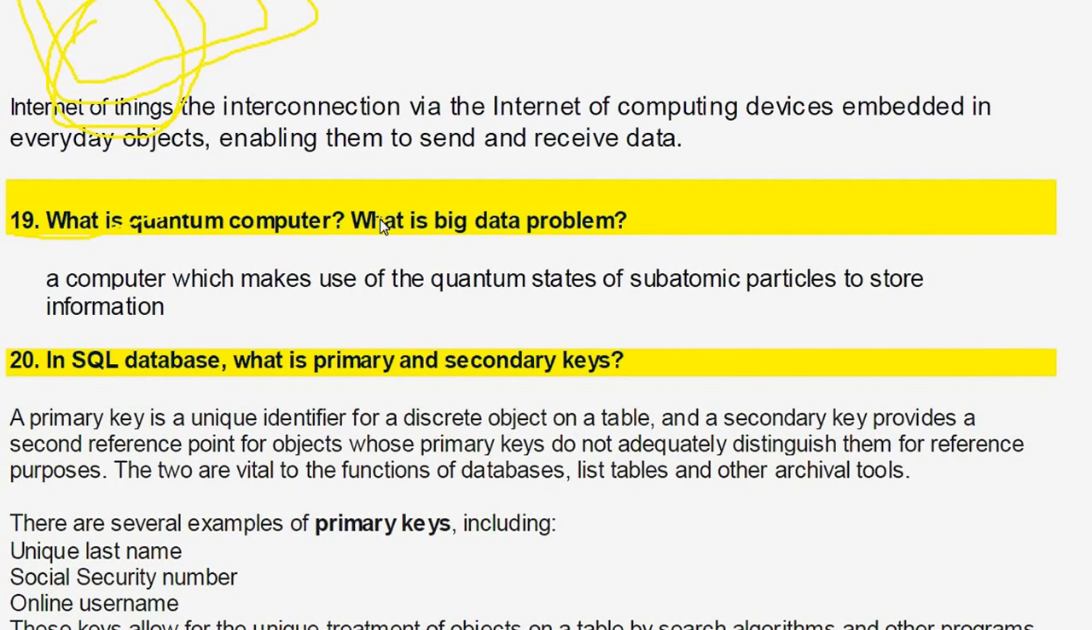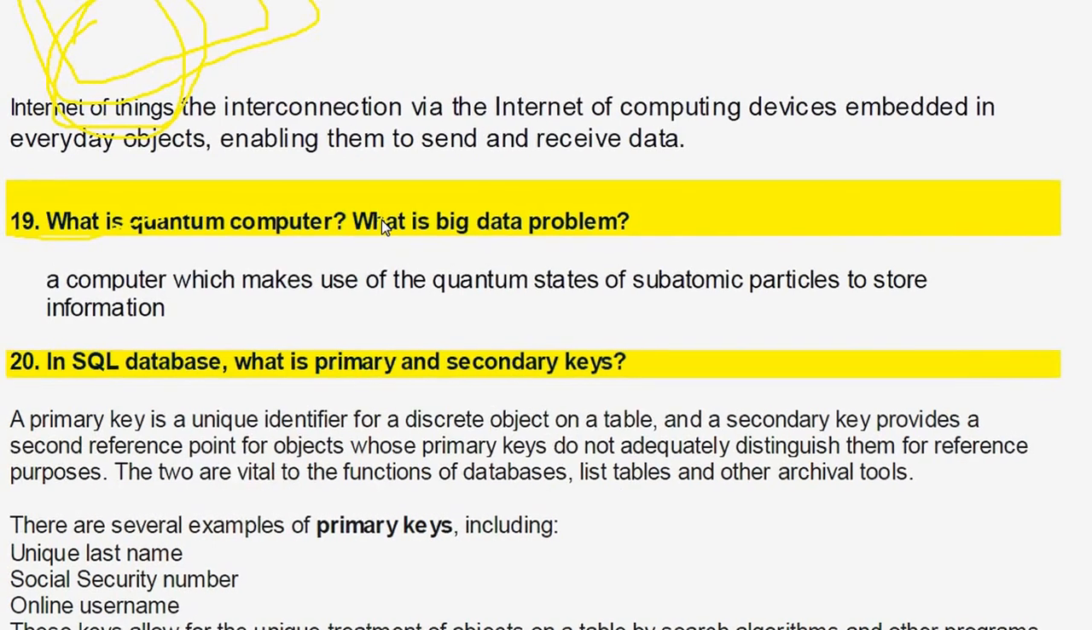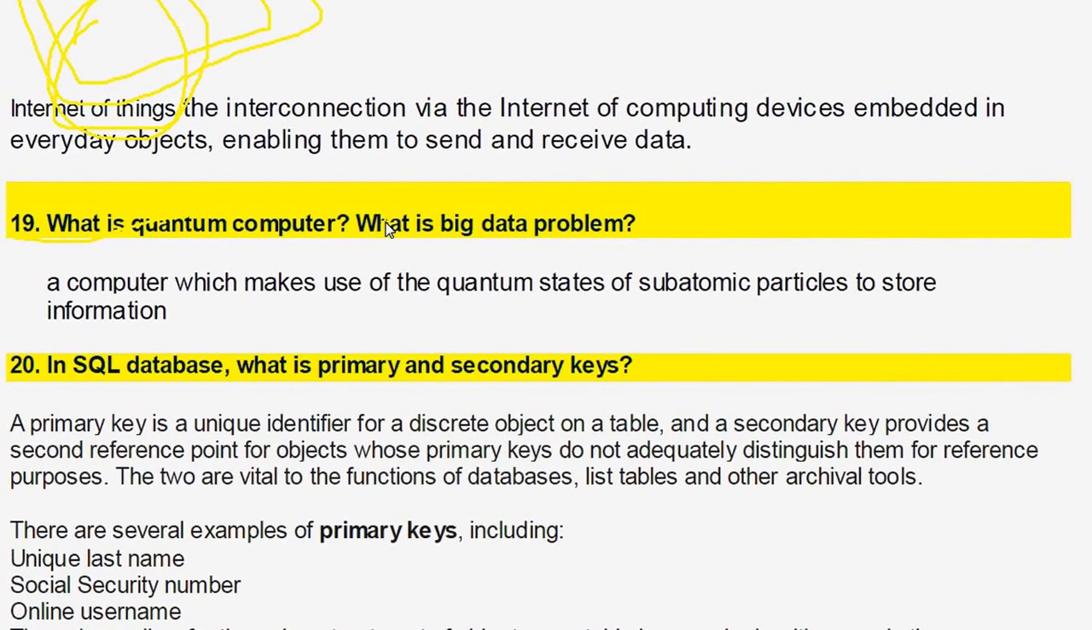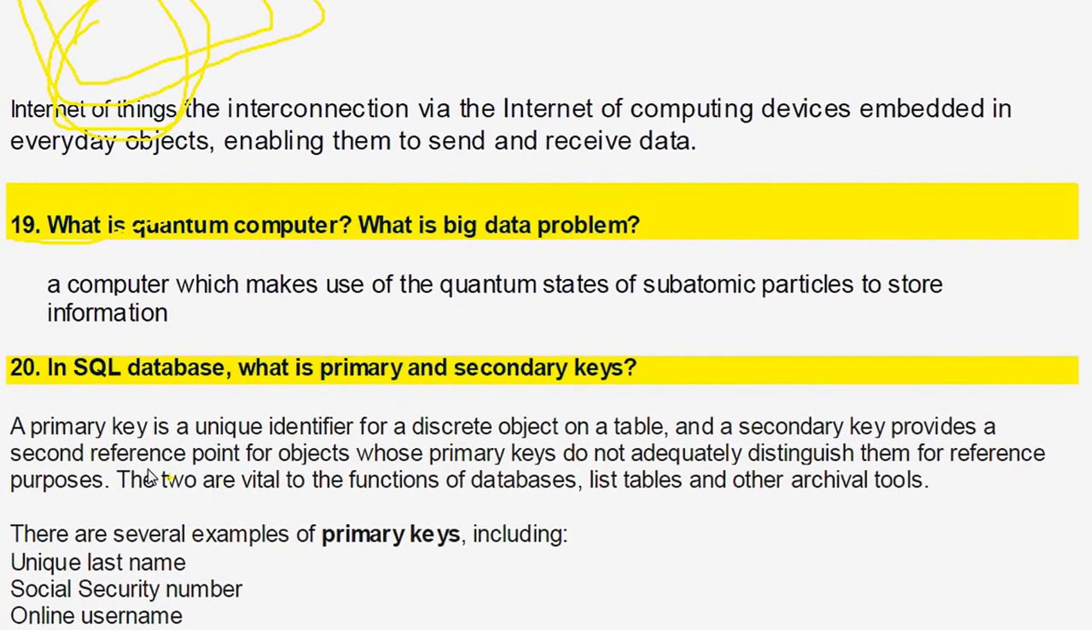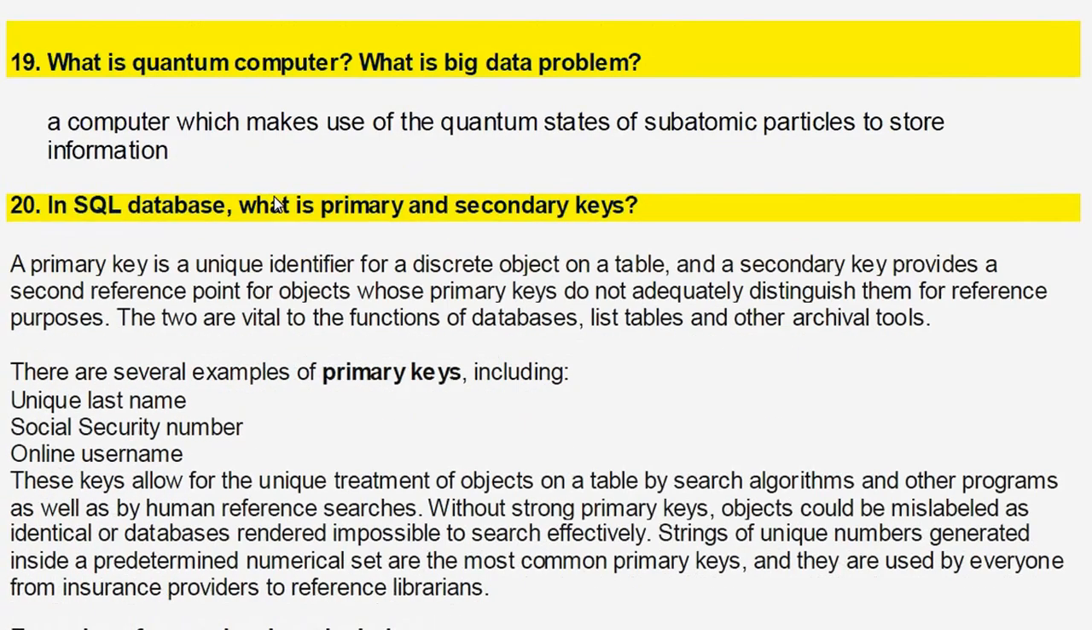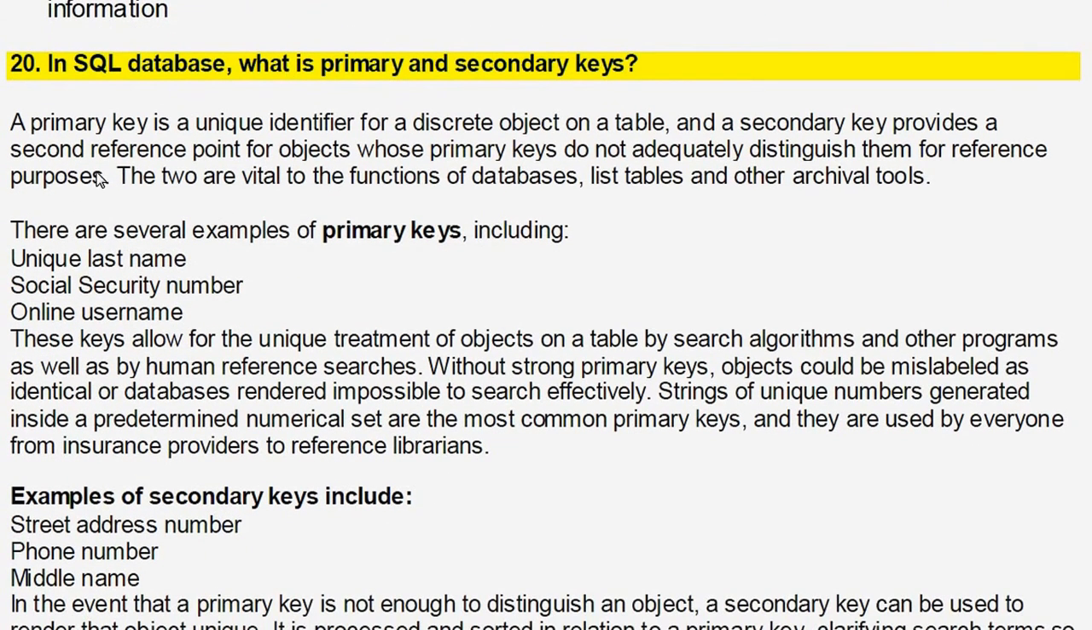And going to the next question, what is a quantum computer? A quantum computer is a computer that makes use of the quantum state of a subatomic particle to store information. And moving to the next question, what is an SQL database? What are primary and secondary keys?